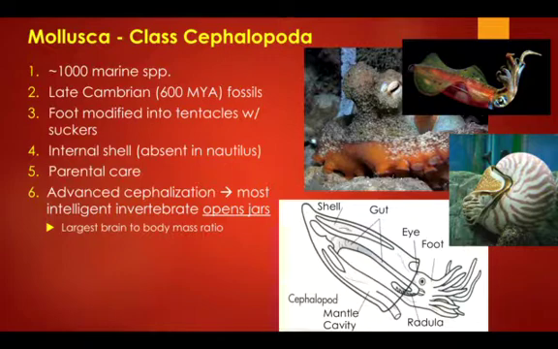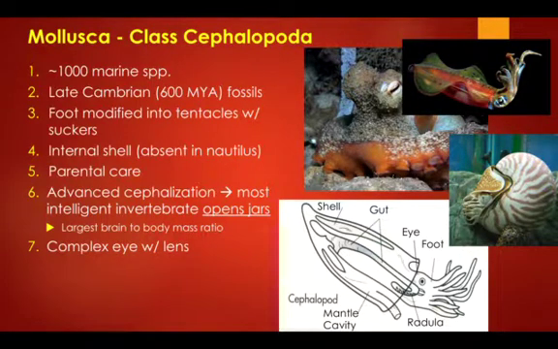They have extremely advanced cephalization. This means they have a very well-developed head with sensory nerve systems. They are the most intelligent type of invertebrates. They are extremely smart. They are capable of solving puzzles. They can get out of jars. And they have the largest brain-to-body mass ratio.